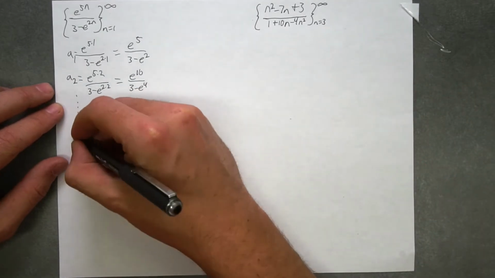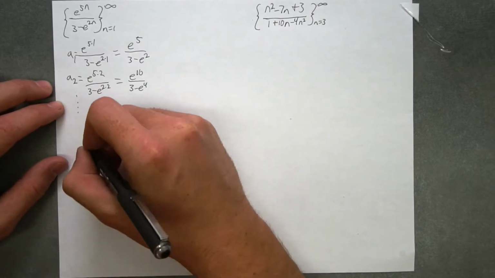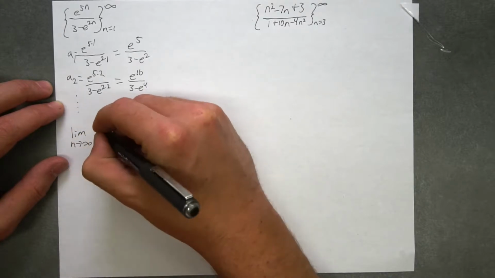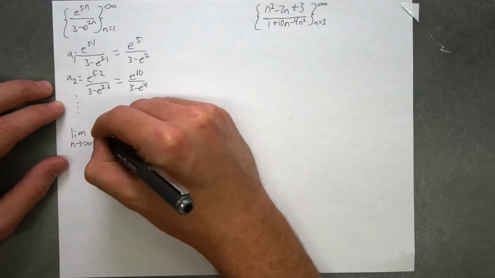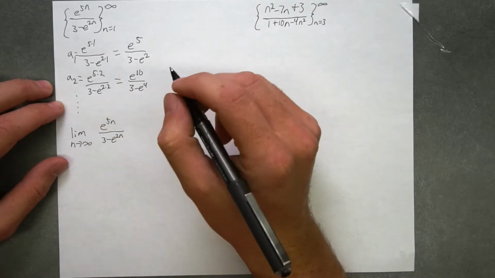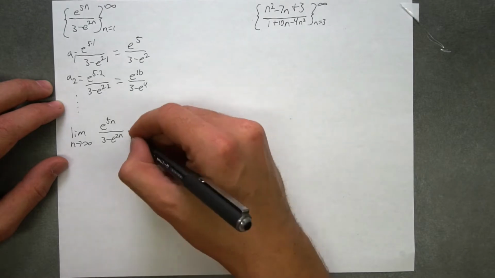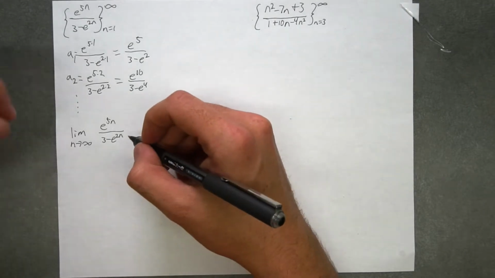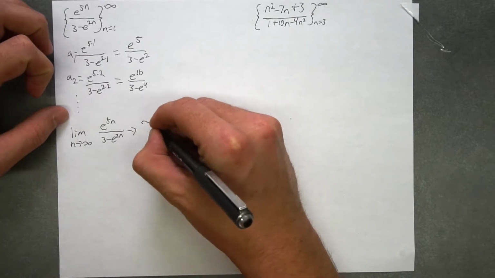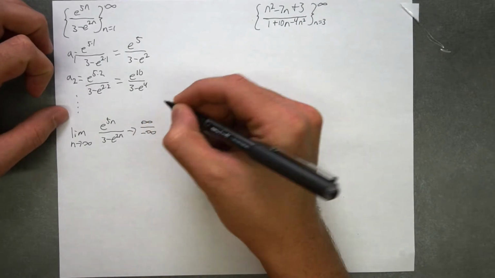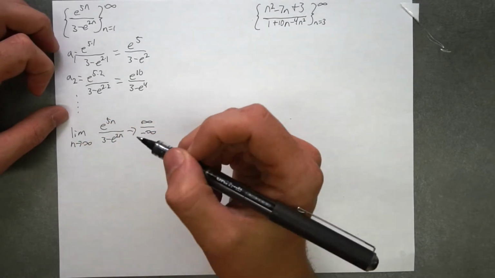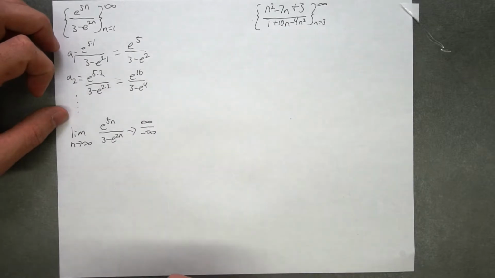So here, to determine if it converges or diverges, we write the limit as n approaches infinity of e to the 5n over 3 minus e to the 2n. If we input infinity in this case, we will actually get infinity over negative infinity, implying that we can use L'Hopital's rule. If you need a refresher on L'Hopital's rule, we have another video on our channel.